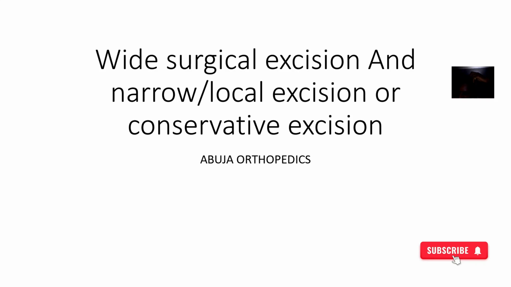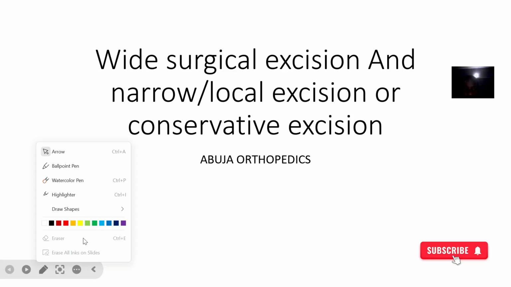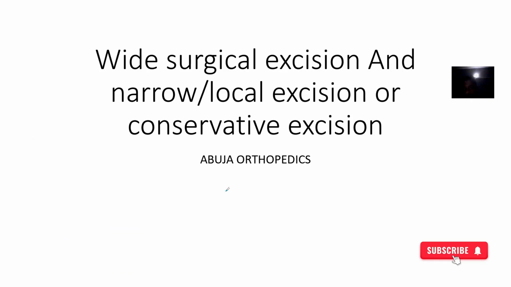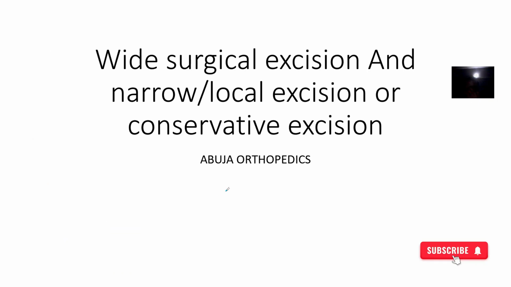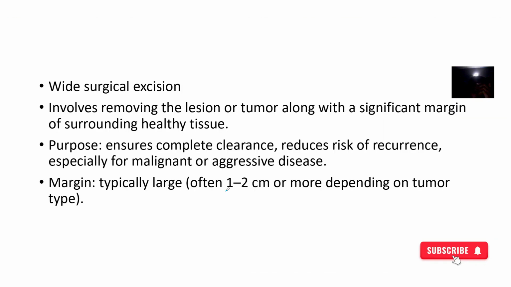So we'll talk about some very important incisions in surgery, and this is the wide surgical excision and the narrow or local excision, or they call it the conservative excision. So what are the differences between these two types of excisions?